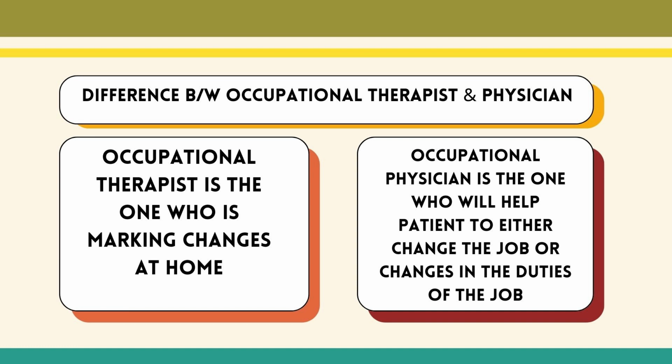So an occupational therapist is the one who will make changes to the patient's living condition, while an occupational health physician is a doctor who, if a patient is getting occupational asthma, will help the patient to change either the job, or the position in the job, or the duties in the same job. So it should be very clear what the difference is between an occupational therapist and an occupational physician.